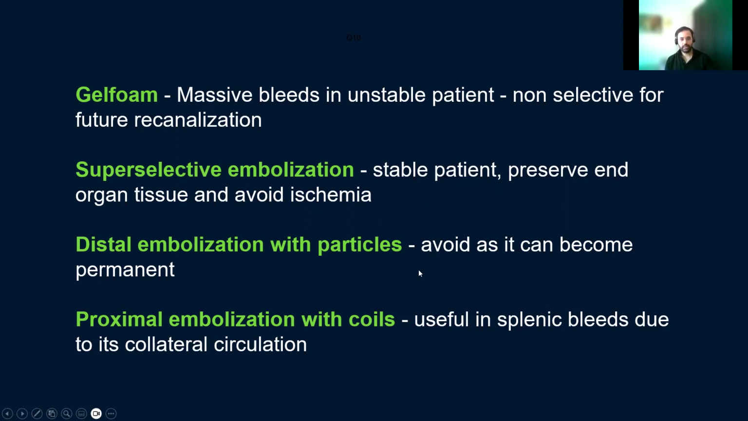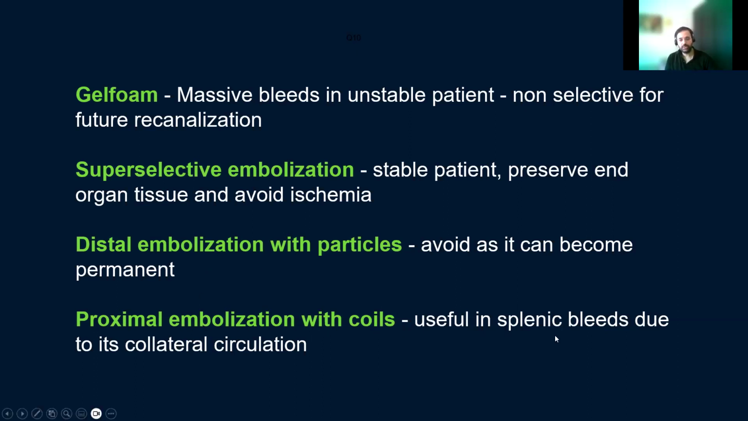Distal embolization with particles, again, can become permanent. You don't want that, and it's going to take time as well. In a bleeding patient who's hemodynamically unstable and in front of you losing blood and dropping blood pressure, you're not going to try and do selective or super selective or distal embolization, right? You're just going to be practical and say, let's stop the bleeding and look at it later again.